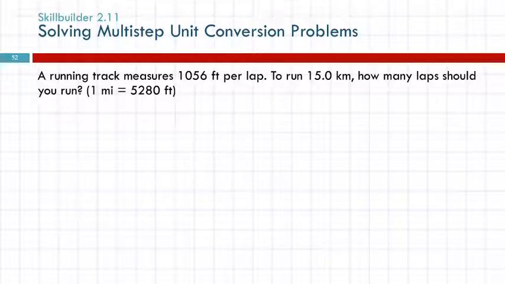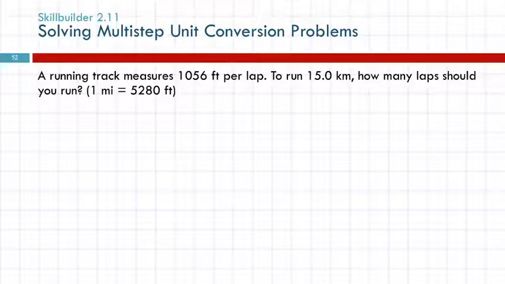Okay, track measures 1,056 feet per lap. To run 15 kilometers, how many laps should you run? A mile is 5,280 feet. Now we're getting into some stories. Not very exciting stories, not much plot here, but words and numbers, right? Eek.